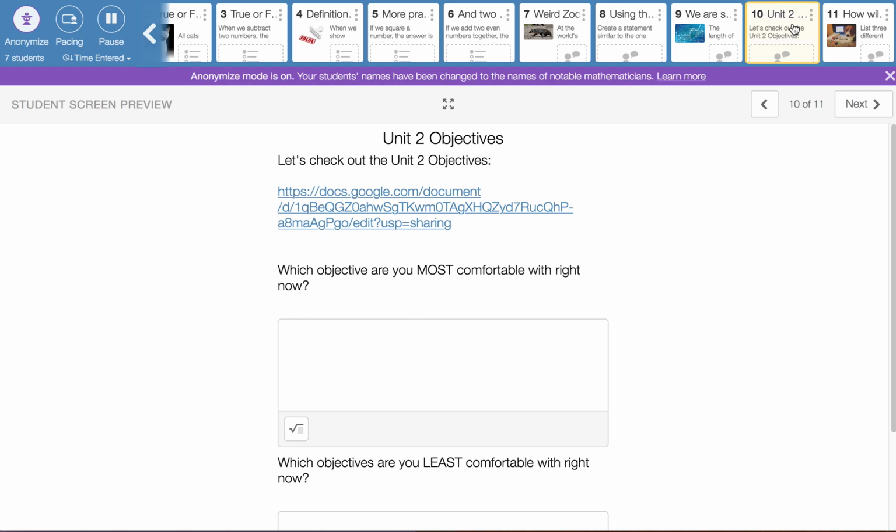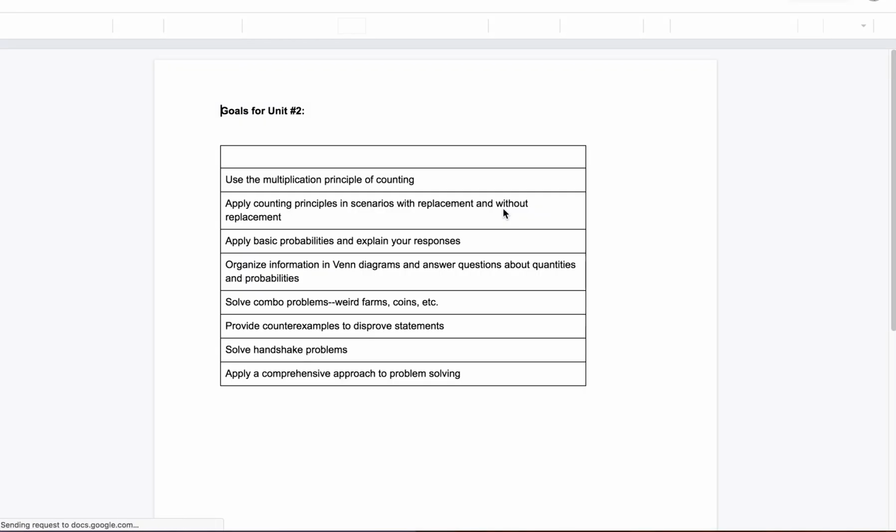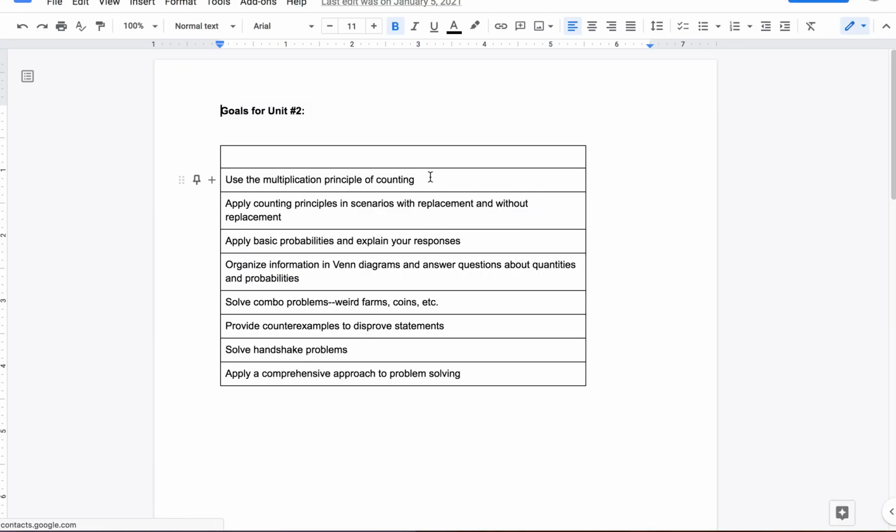The next screen was about the objectives. Every time we have a unit, I give you a list of objectives, and I would like you to look through those and have some thoughts on what you are comfortable with, what you are least comfortable with. I'm opening mine up. Multiplication principle of counting. That was the stuff where we said, oh, if we're making a choice in each of these categories and we have this many options in each category, how many possible options are available to us? That kind of thing. Those came in a few styles.